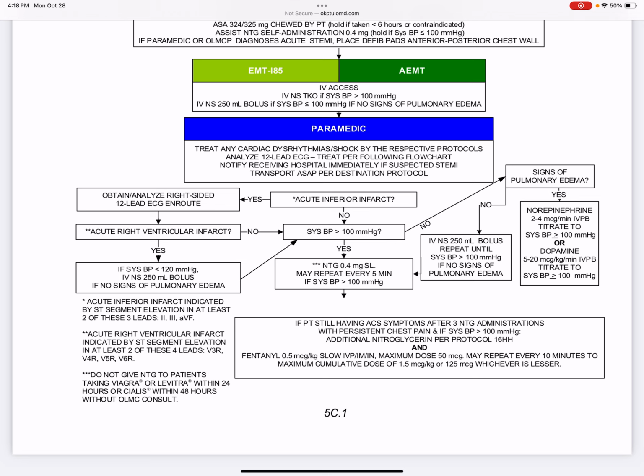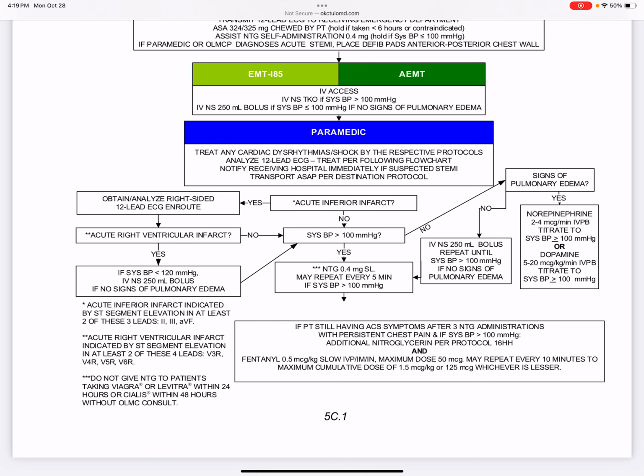Same thing applies there. The little box at the bottom, it just says if the patient is still having ACS symptoms after 3 nitroglycerin administrations with persistent chest pain and a systolic blood pressure above 100, additional nitro per protocol 16HH. So if you remember when you took your national registry or were studying for that, it talked about your maximum dose of nitro is 3. Well, in our protocols, we can give more than that as long as their blood pressure is above 100 and they still have that persistent chest pain. With that being said, we will also start giving fentanyl as well. And I won't hit fentanyl too hard because I talked about that quite a bit earlier.